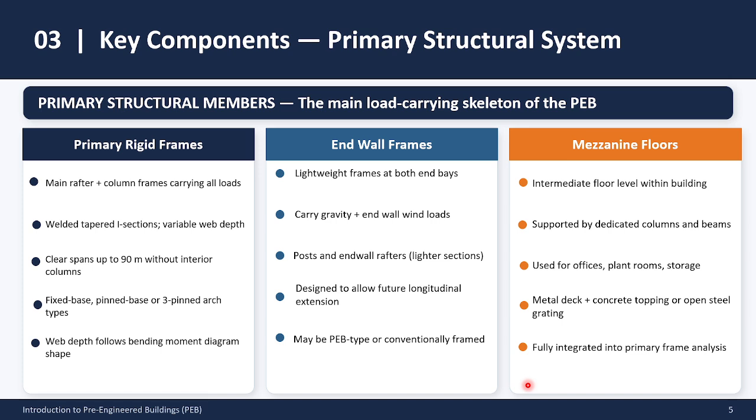The primary structure is the skeleton of a PEB. The main elements are primary rigid frames. These are tapered welded I sections that carry all the loads, and they are capable of clear spans up to 90 meters. End wall frames, which are lighter frames at both ends, also called gable end frames, are designed to allow future building extension. The mezzanine floors, which are intermediate levels, are used for offices or storage, fully integrated into the main frame analysis.